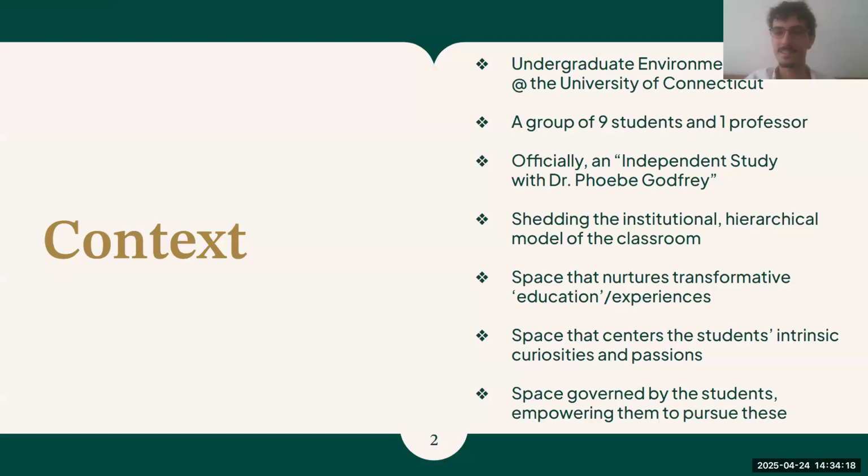So for context, we applied for the undergraduate environmental grant at the University of Connecticut. We were a group of 9 students and 1 professor, myself included. I was the principal investigator, so I was the one they awarded the grant money to and was supposedly leading the group. That said, from the start, we had it pretty clear in our heads that we wanted the classroom to shed its hierarchical model. So I wasn't leader as much as facilitator.